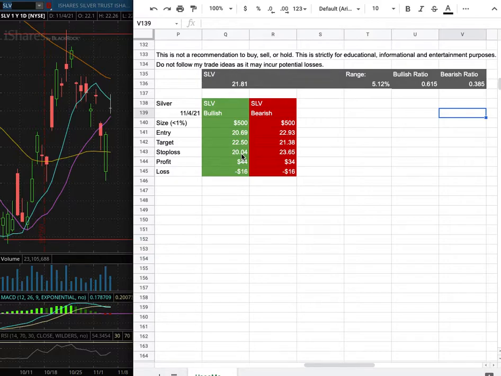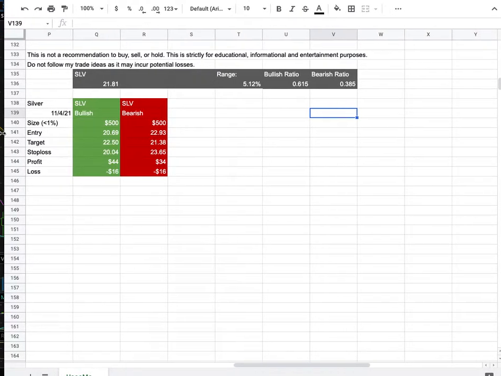However, if I were to open a short position, my entry is at $22.93, and that is this range there. My sell target is at $21.38, and my stop loss is at $23.65. So whichever entry price were to hit first, that'll be my position of the week.